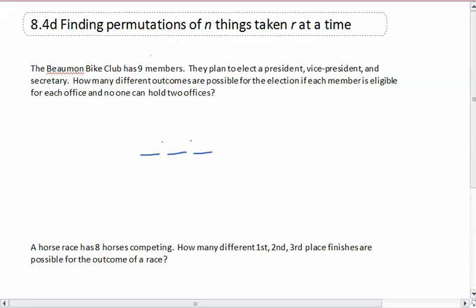So let's see what that would mean. We have 9 choices for the president. Once we pick the president, we have 8 choices for the vice president, and then we have 7 choices for the secretary. Now we're not going to continue to go down to make a complete 9 factorial because we're only picking 3 at a time. So what this really means is 9 picked 3 at a time.